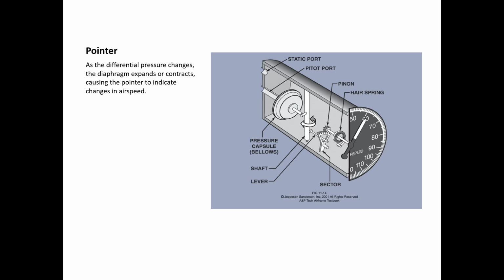The pointer, as the differential pressure changes, the diaphragm expands or contracts, causing the pointer to indicate changes in airspeed. I think we already looked at that. Anything else? Bellows, pitot tube. Pinions. See, they're calling it a pinion gear, so I don't think I was that far off. Sector gear. I like that better. Hairspring. All right, I'll start referring to that as a hairspring. Shaft, lever. I think we're pretty much used to those terms.